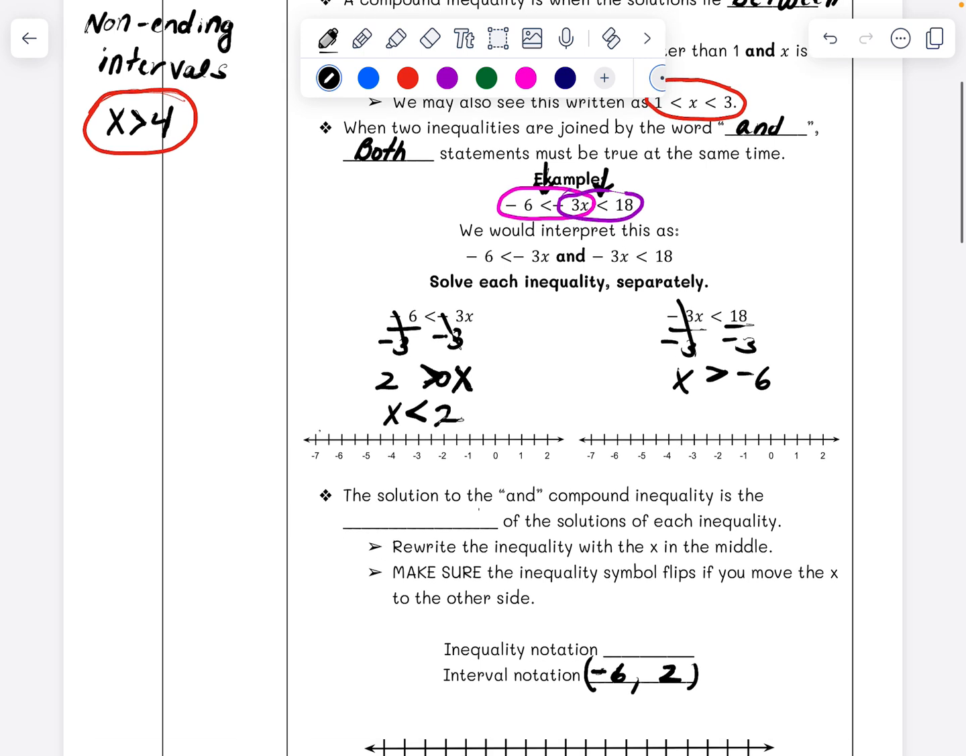So remember, when you graph x is less than 2, you're going to go to the 2, you're going to use an open circle, and you can draw your arrow down. When x is greater than negative 6, you're going to use an open circle, and then you're going to draw your arrow towards the positive infinity. But when you have a compound inequality, the solution is going to be where those two graphs overlap.